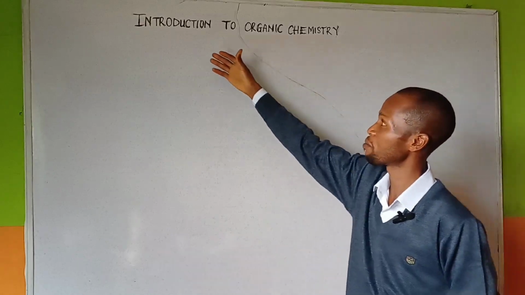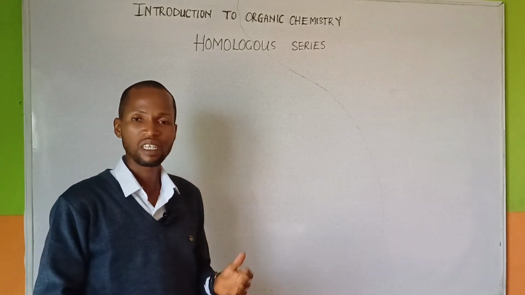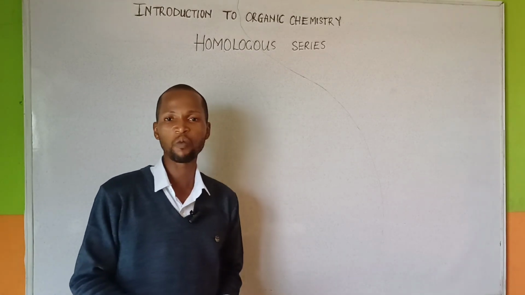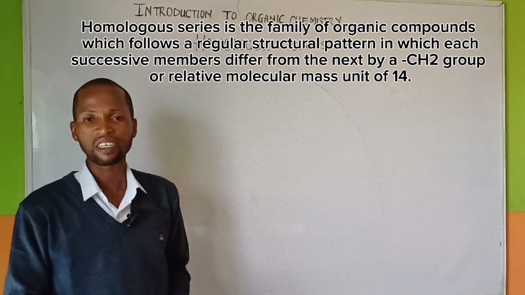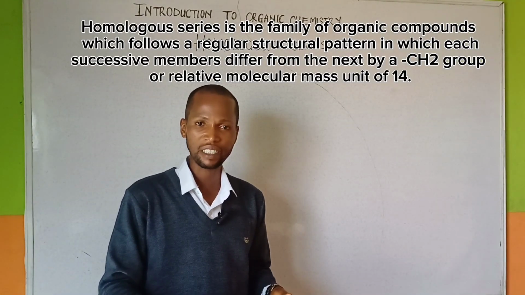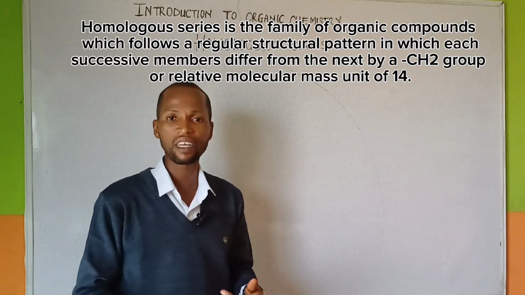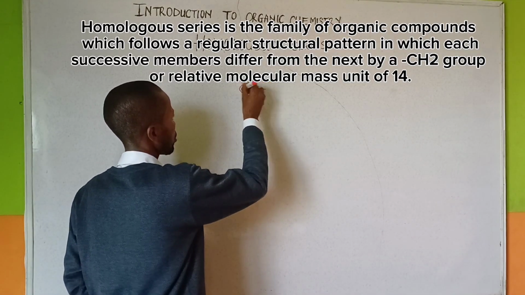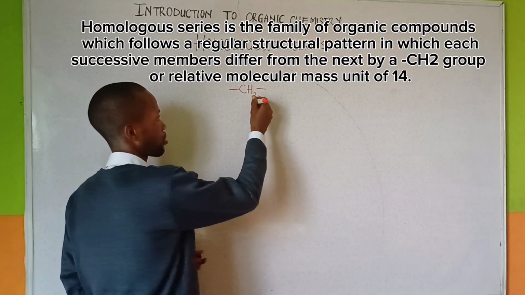In this video, we'll be talking about the homologous series. What is a homologous series? Numerous organic compounds exist in series or families called homologous series. So we can define a homologous series as the family of organic compounds which follows a regular structural pattern in which each successive member differs from the next by a CH₂ group or 14 relative molecular mass units.